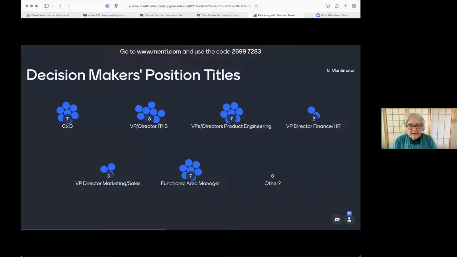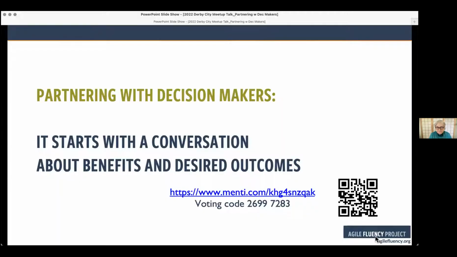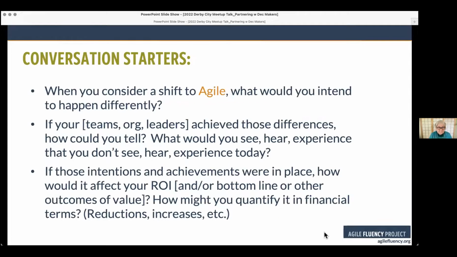All right. So it's kind of a broad spread. Most folks seem to be able to find themselves in a conversation with one of these kinds of folks. So let's explore what we might do in that conversation. I have several conversation starters. I tend to use them in this order.